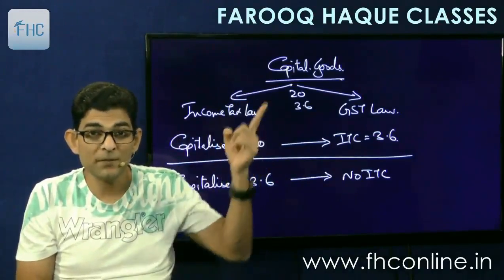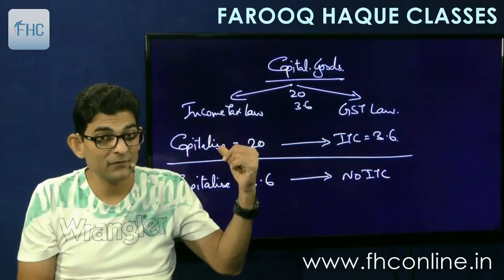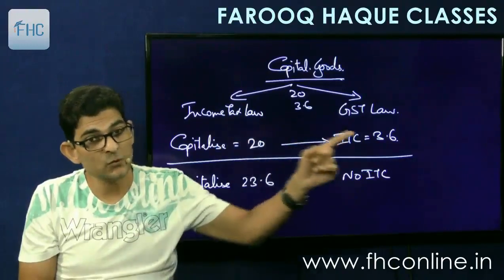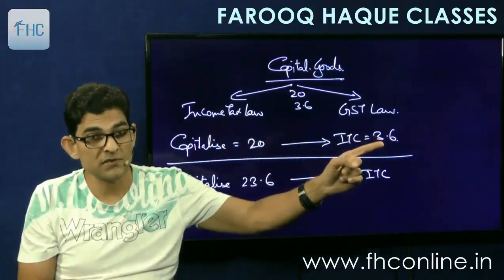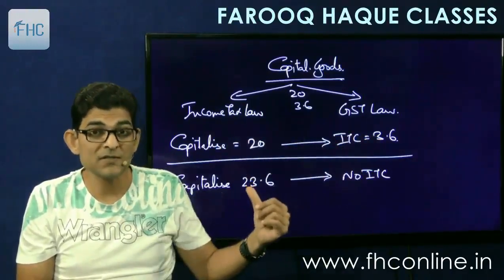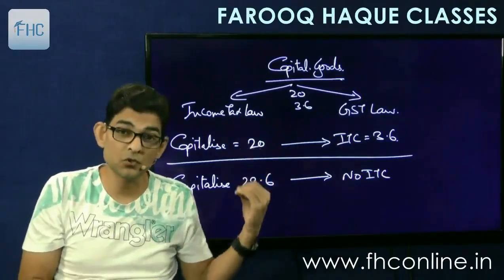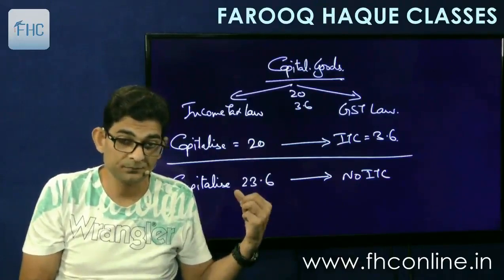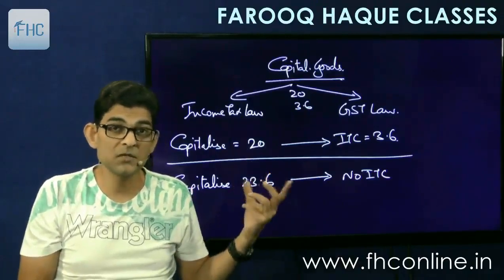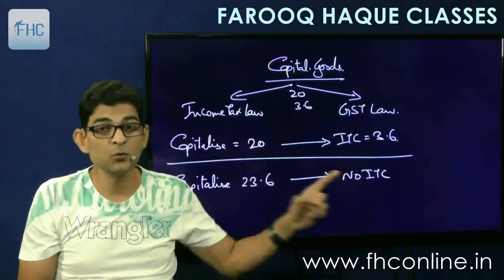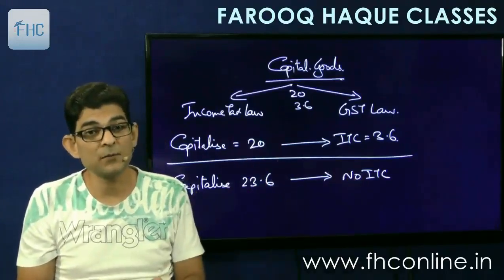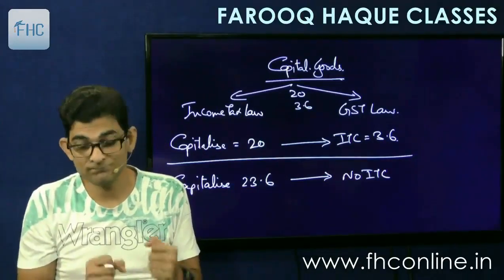In income tax, you capitalize only 20 lakh without capitalizing the GST, and you can take credit here of 3.6 lakhs. Or if you capitalize the GST of 3.6 in income tax and you want to claim depreciation on the full 23.6, that is, you are claiming depreciation on 3.6 also, then you will not get credit of that 3.6 lakhs. Understood?